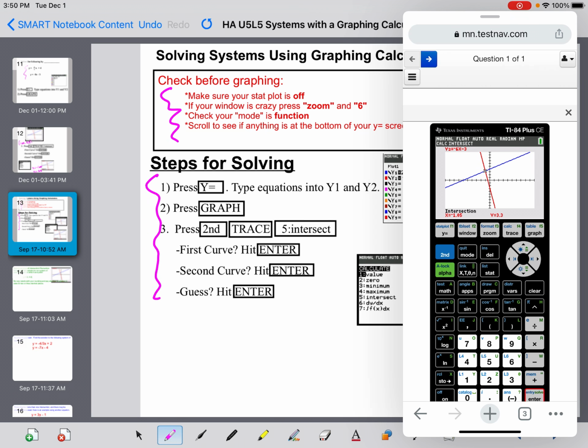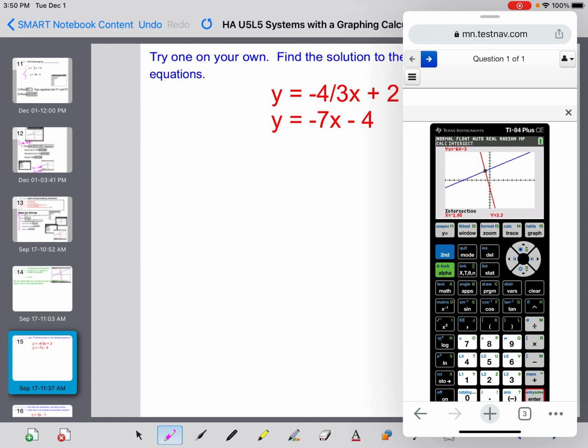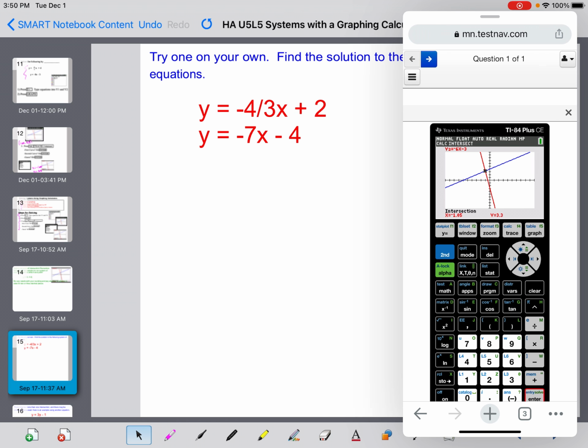I would have you pause the video, try it yourself, see if you get the right intersection point, and then you can check your answer against mine. I'll make sure there's nothing hiding over there. Just make sure you use that negative button there for -7x and -4/3 x. So go ahead and pause and try it out, see what you get.